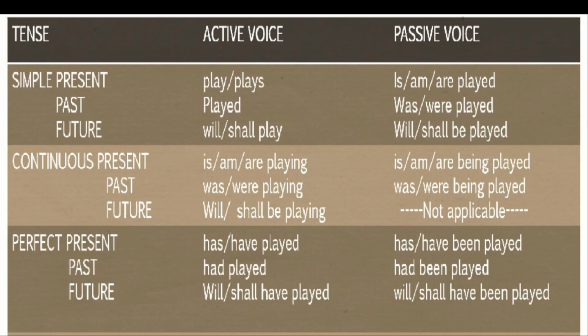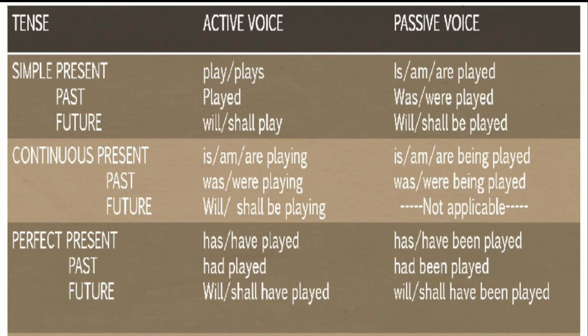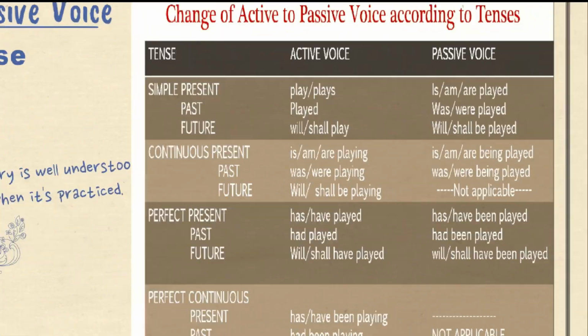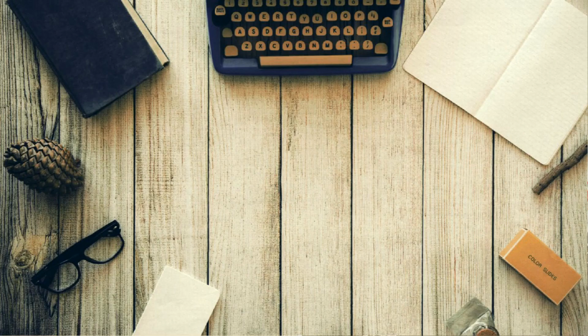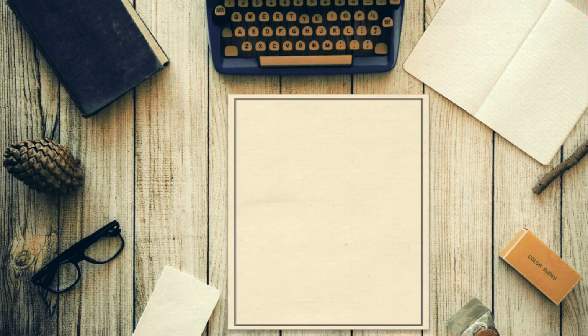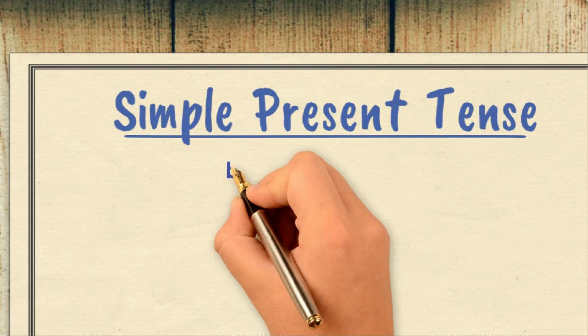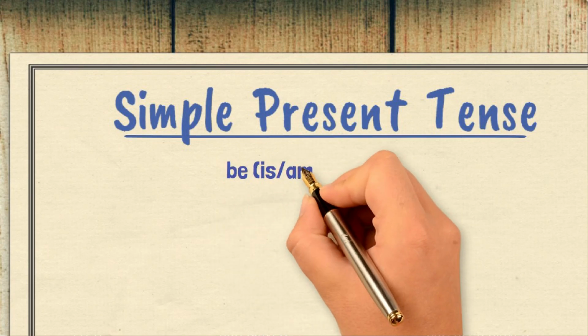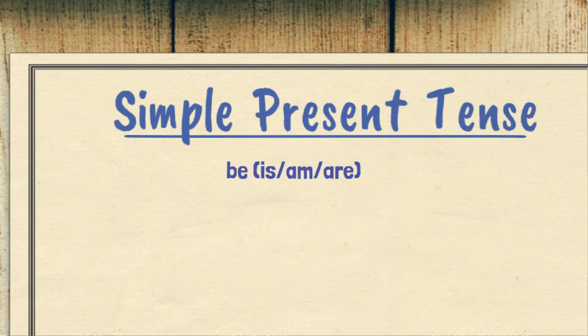The simple present tense. In the active voice column, we have two verb forms, play or plays. As you all know, with the third person singular, we use s or es with the first form of the verb. With I, we, you, they and other plural subjects, we use just the first form of the verb in the present simple tense. Okay, when we change this present simple tense from active to passive voice, the verb form is changed in this way.